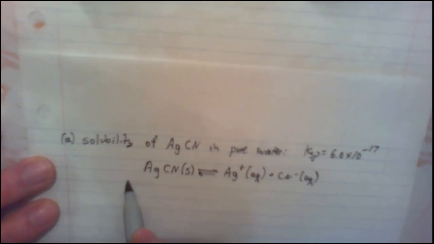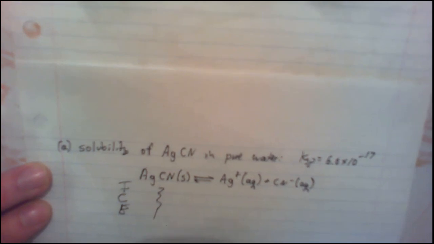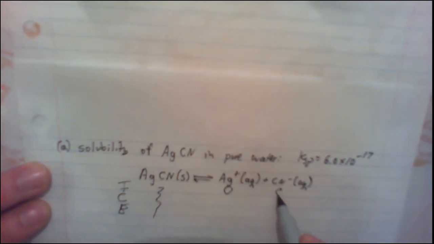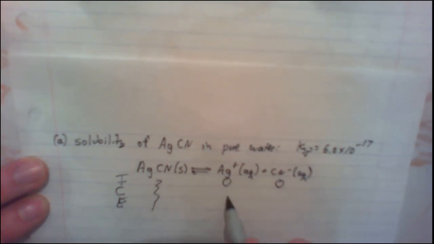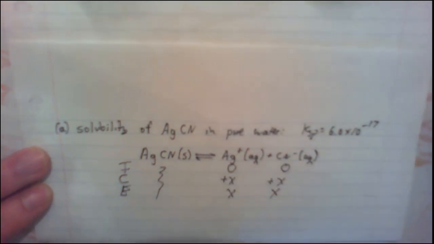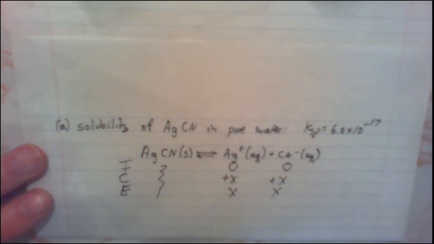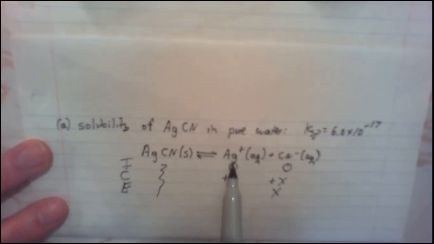So set up our ICE tables. It's a solid, so we don't care about it. Initially in pure water, the concentration of both silver and cyanide are 0. And then as this dissociates, as it dissolves, it's going to produce 1 mole of silver and 1 mole of cyanide. So at equilibrium, we'll have X concentration of silver and X concentration of cyanide. To calculate the molar solubility of silver cyanide, then, we relate these values of X to the KSP expression.